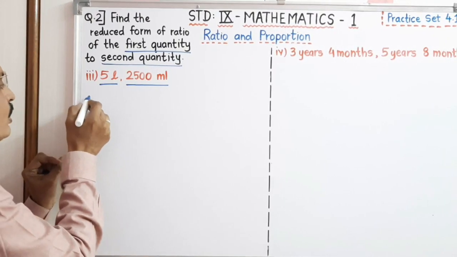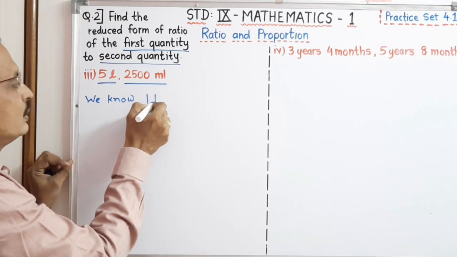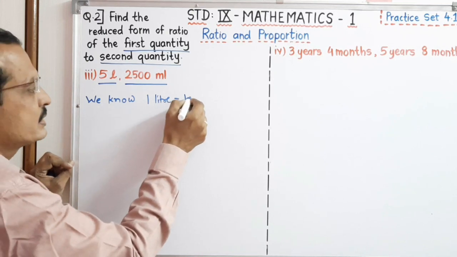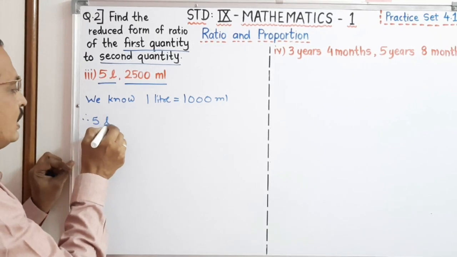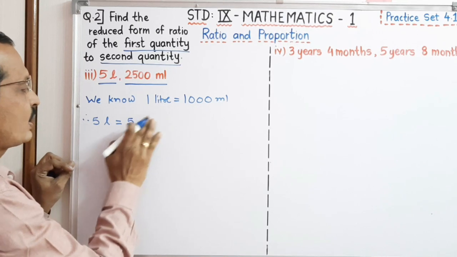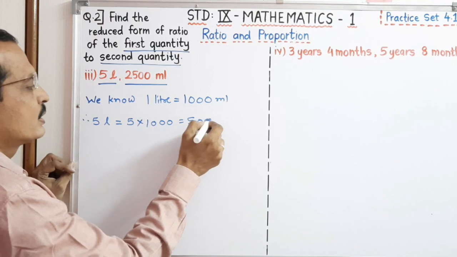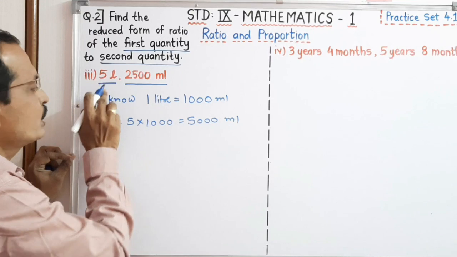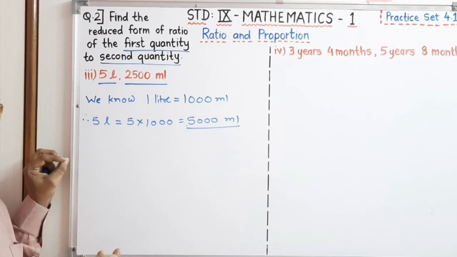See here, first of all, we must know 1 liter is equal to how many milliliters? Yes, correct, it is 1000 milliliter. Therefore, 5 liter is equal to 5 into 1000, which is 5000 milliliter. Now, this first quantity we converted into milliliter. Now, the second quantity is already in milliliter.